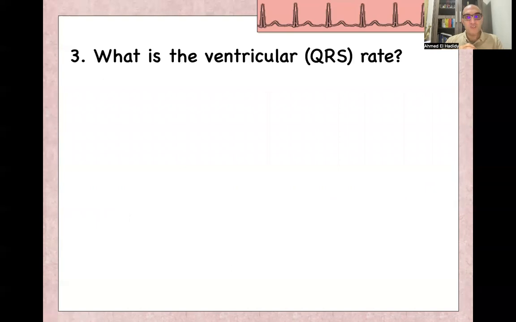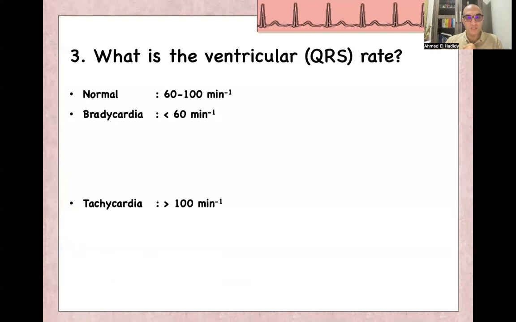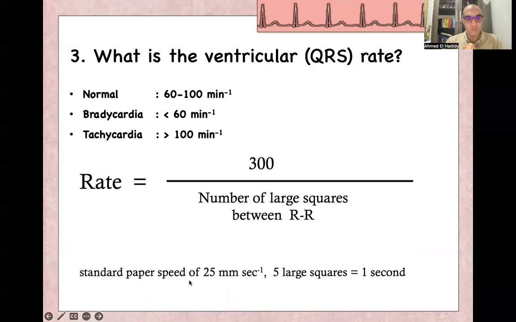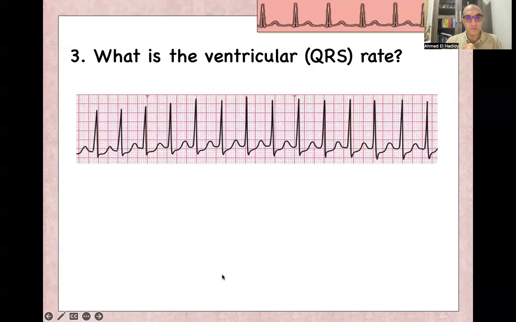Third question, what is the ventricular QRS rate? We know that normal heart rate is 60 to 100 beats per minute, bradycardia if less than 60 beats per minute, and tachycardia if more than 100 beats per minute. This is for adult patients. We calculate the heart rate by dividing 300 over the number of large squares between R waves. This is on one condition, that the standard paper speed is 25 millimeters per second.